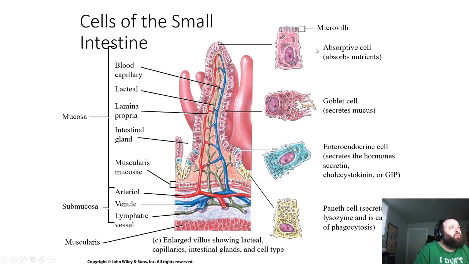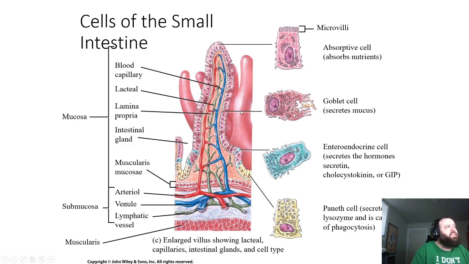So again, we have the absorptive cells, which are helping secrete the chemicals to digest the materials in the lumen of the digestive tract. But they're also absorbing it. So the nutrients that are being digested are going to have to pass through these cells and enter into the bloodstream in these lacteals here.